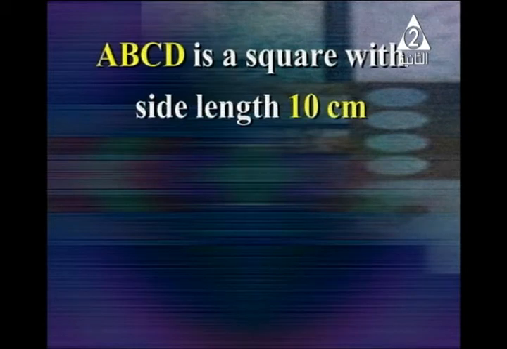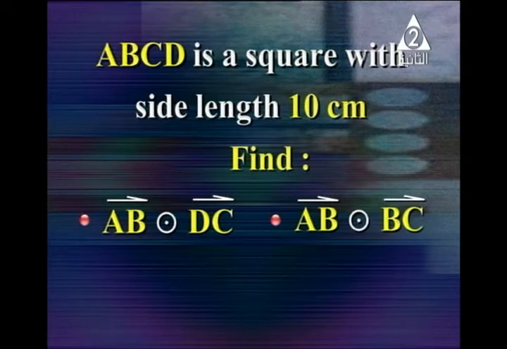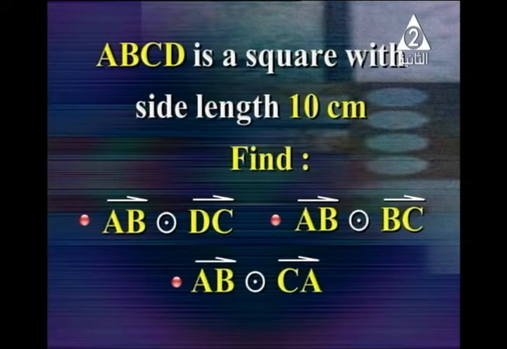ABCD is a square. Side length 10 centimeters. Number 1, find AB vector dot DC vector. Number 2, AB vector dot BC vector. Number 3, AB vector dot CA vector. Remember, dear student, we have a square ABCD with side length 10 centimeters. What is required?